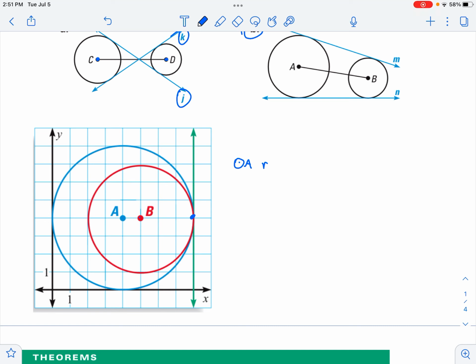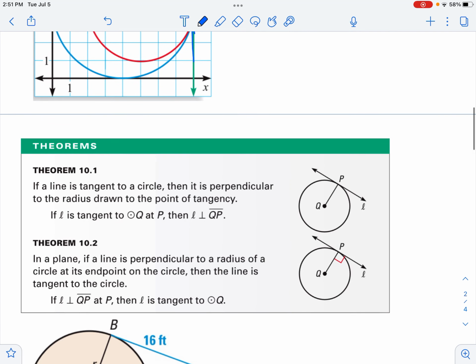Let's see what its radius is. 1, 2, 3, 4. Radius is 4. We've got circle B and its radius is 1, 2, 3. And these are not concentric circles. These are just circles. One circle is interior to the other, and they have a tangent right here. Okay, so this green line here is a tangent. Okay, so that's just some basics.